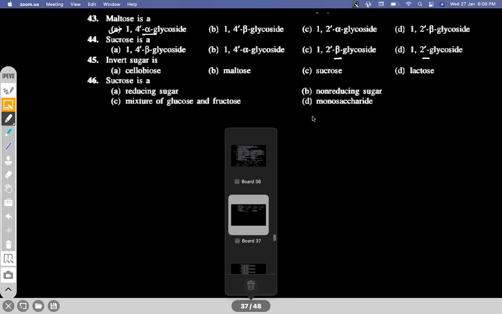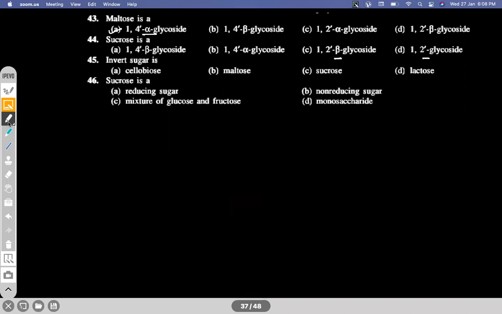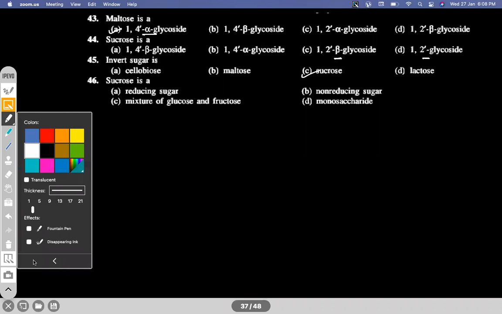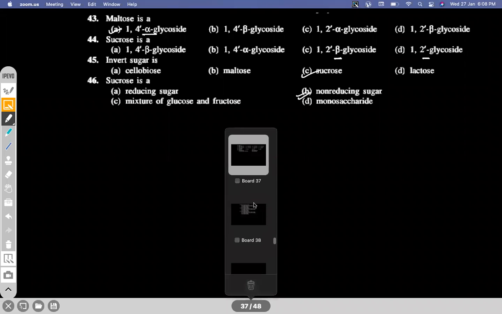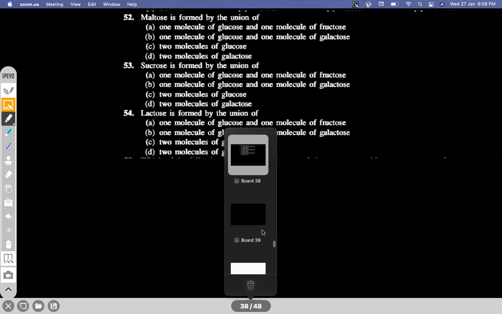Okay. So 45th one, invert sugar is sucrose. Sucrose, we know it is a non-reducing sugar. That's how we discussed this. Next one, you see, we'll have to finish this one before the break.